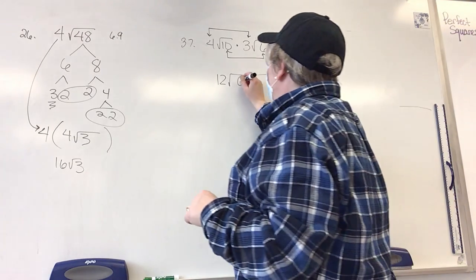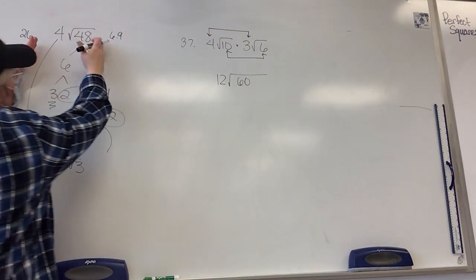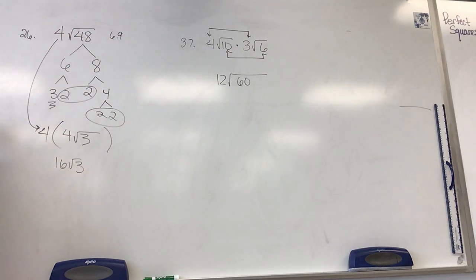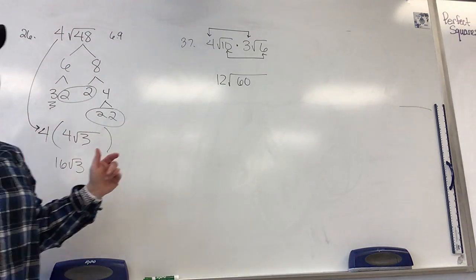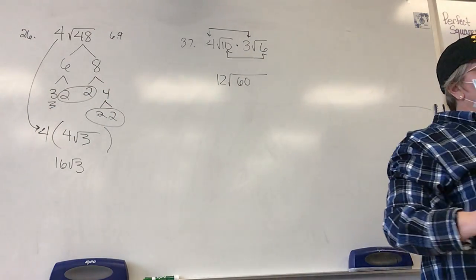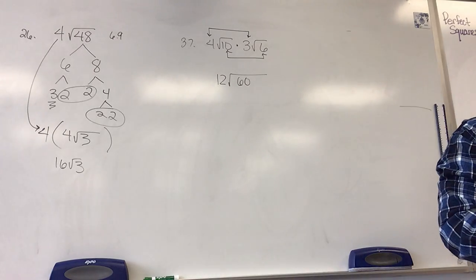60. Well, now it looks like a problem just like this one, where I've got to focus on reducing the radical first, and then bring down that number to multiply it by. So everybody do a perfect square or a factor tree on 60 and tell me what you get.